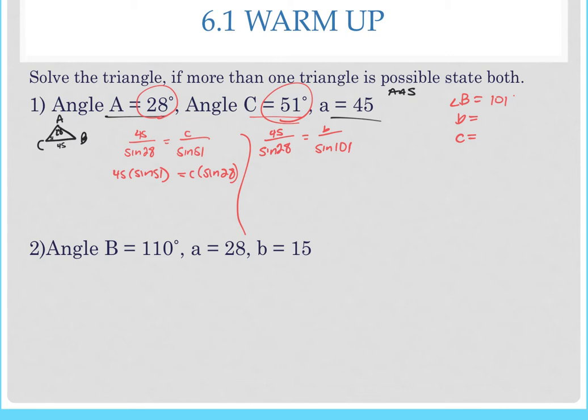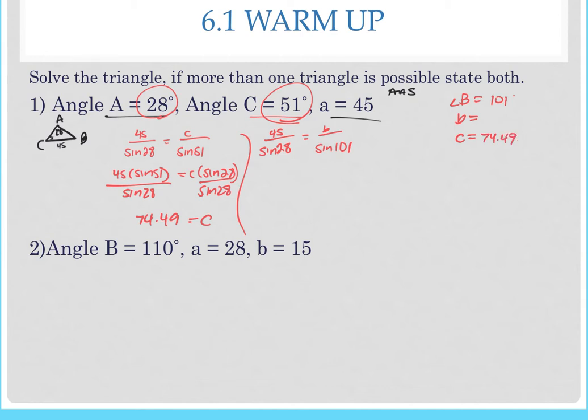All right, and then I'm going to divide both sides by the sine of 28. And I get C equals 45 sine of 51, making sure I close my parentheses, divided by sine of 28. That's 74.49, and that's side C.